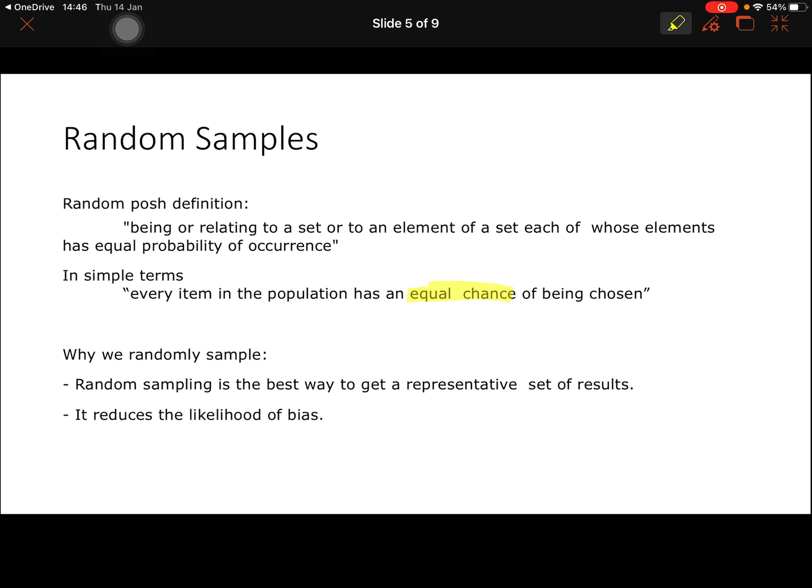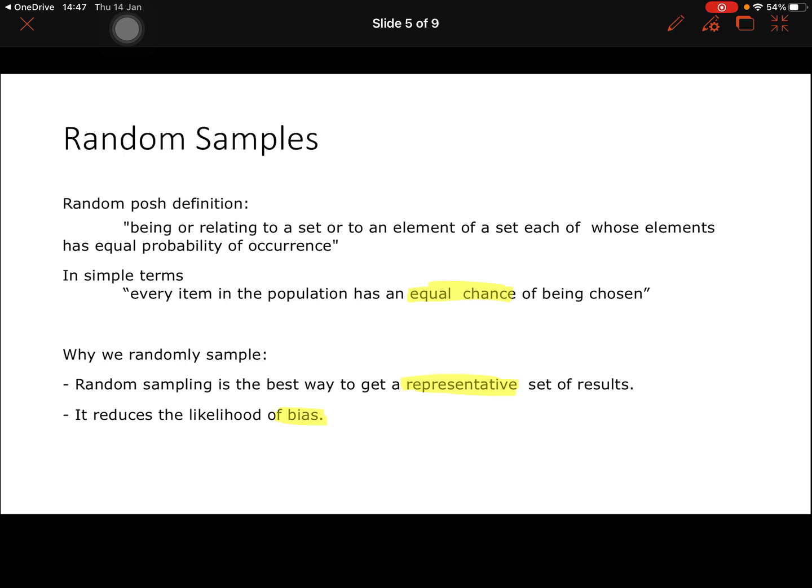The reasons why we randomly sample, and we should always randomly sample, okay, it's the best way to get a representative set of results. So again, I'm going to highlight that. That's our two really important keywords. So it's the best way to get a representative set of results. It also reduces the likelihood of bias. Okay, now bias is really important when it comes to sampling because it is very easy to become biased without realising it. That's why we try and use random samples instead.